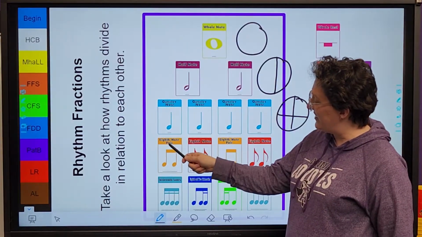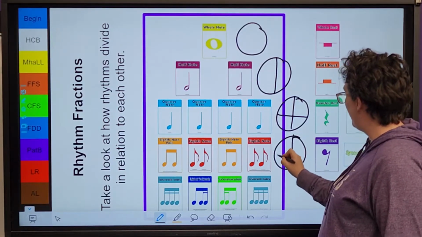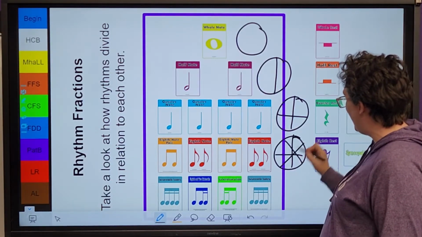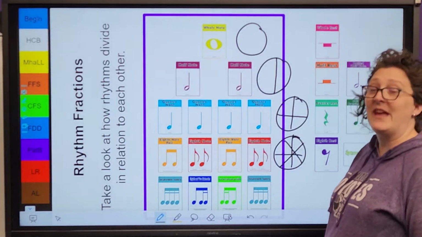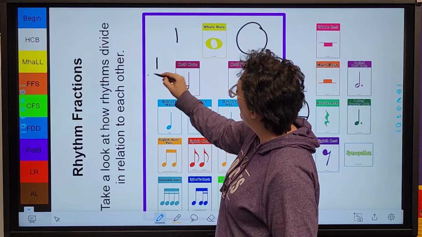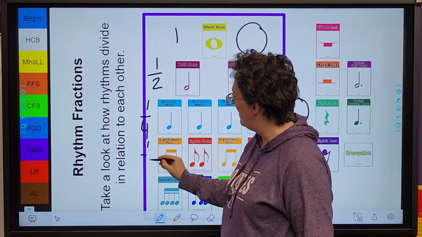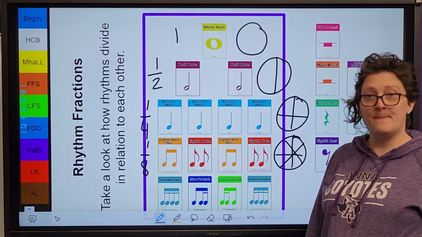Then the next division down, they're called eighth notes. So I would take my cookie and divide it into 8 pieces this time, and they are called eighth notes. So we have a whole, half, quarter, and eighth note.